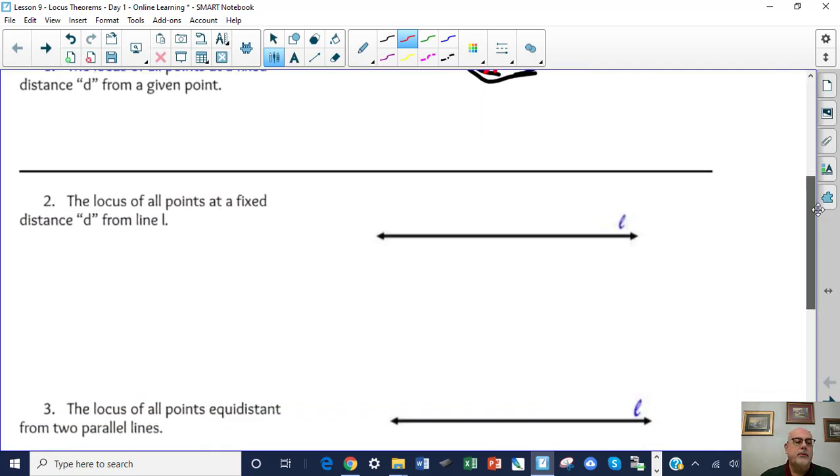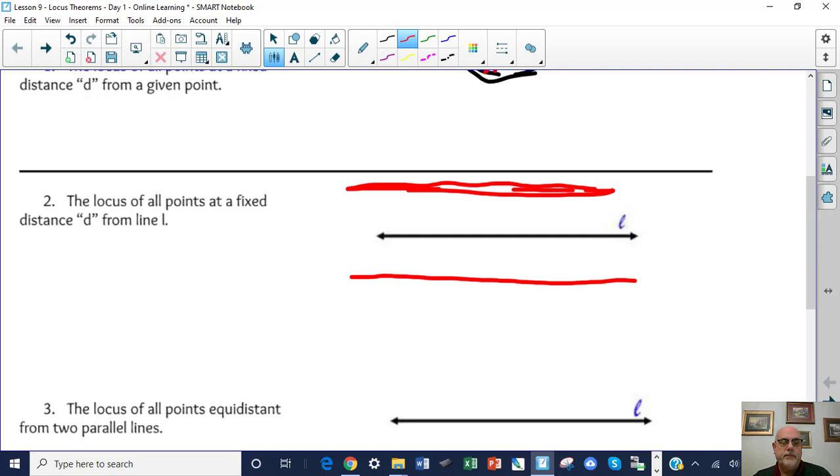So let's take a look at the second type of locus. I want the set of all points at a fixed distance from line L. So line L is here. So the set of points at a fixed distance would be a line above it, parallel to it, and a line below it, parallel to it. And the distance between those lines is D. Okay? So when you're given one line, the set of all points at the same distance away from that line are 2 lines, one on either side.